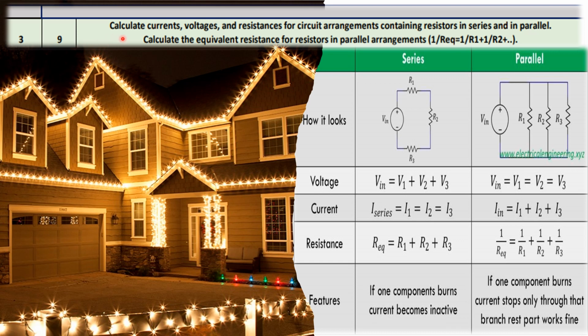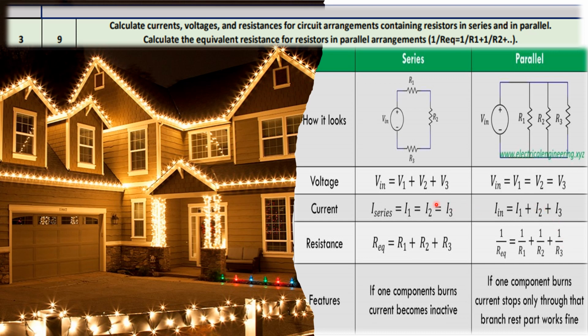number 9. We now need to calculate the current, the voltage, and the resistance for circuit arrangements containing resistors in series and parallel. So also here they include the parallel circuit. We need to calculate the equivalent resistance for resistors in parallel. So how do we calculate the total resistance in the case of a parallel circuit? Yes, of course, we need to apply the inverse relationship, where 1 over R total is equal to 1 over R1 plus 1 over R2 plus 1 over R3.